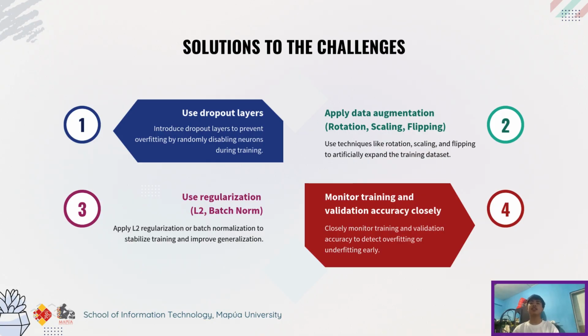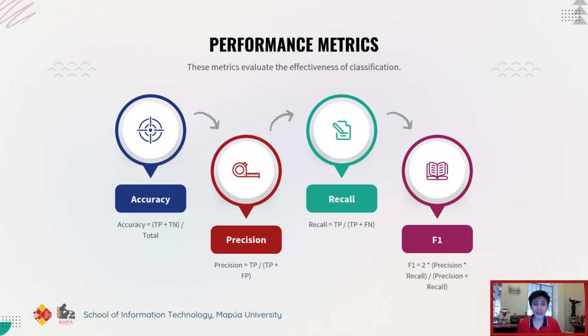Regularization is also essential for fine-tuning VGG16 or VGG19. L2 penalizes large weights, encouraging simpler models and preventing overfitting, while batch norm stabilizes training, allows for higher learning rates, and acts as a form of regularization, leading to faster convergence and better generalization. Monitoring training and validation accuracy closely is essential for fine-tuning VGG16 or VGG19, preventing common pitfalls like overfitting and achieving optimal performance.